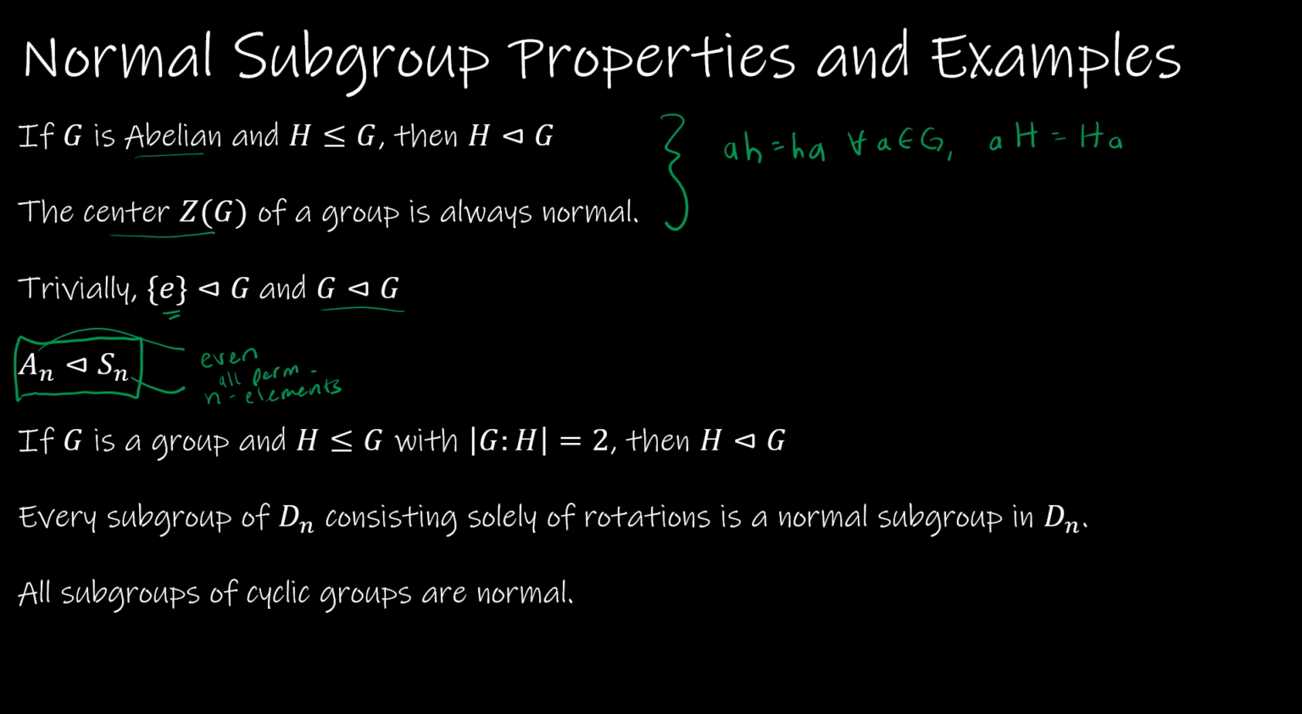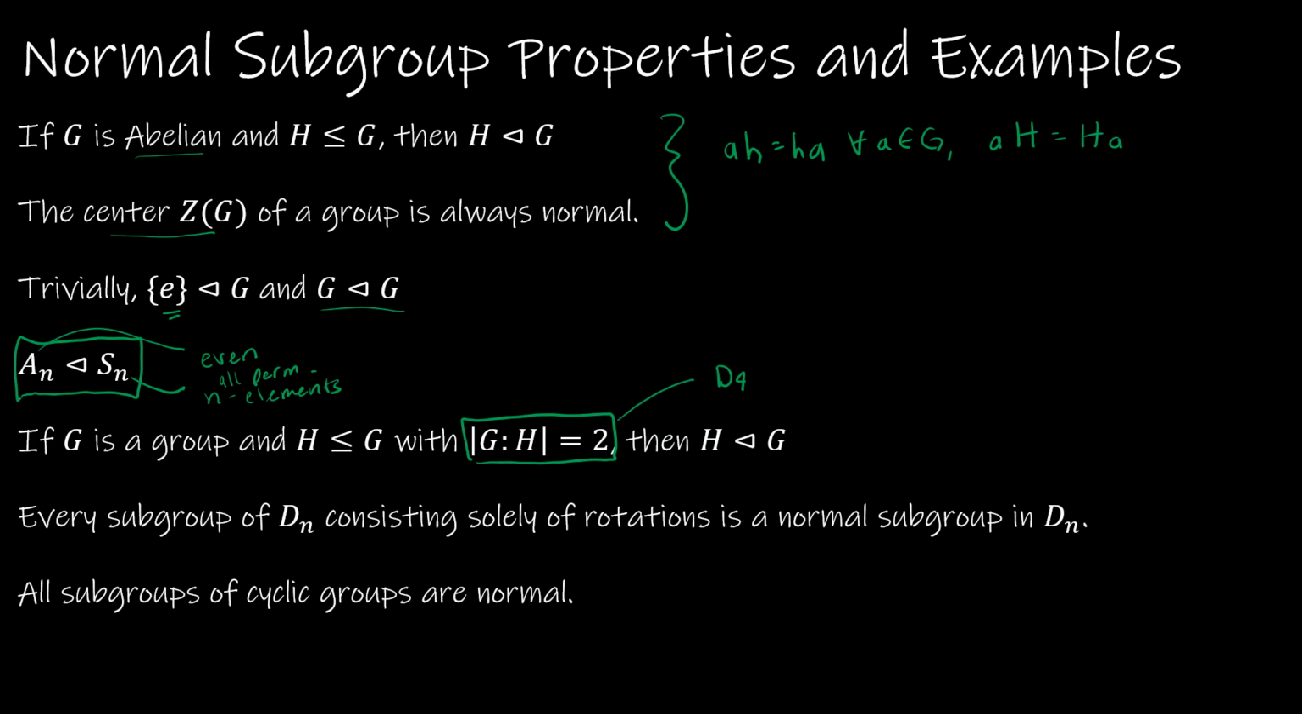If G is a group and H is a subgroup of G with an index of 2, then H is a normal subgroup of G. We actually did an example like this when we looked at our second D4 example, where we had four elements in H, not the one where we had 2 elements in H. So again, the index just indicates how many left or right cosets there are.